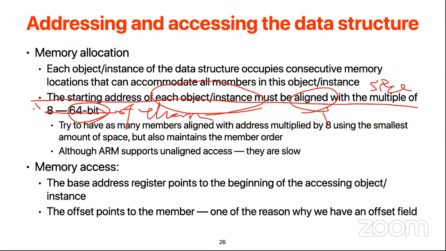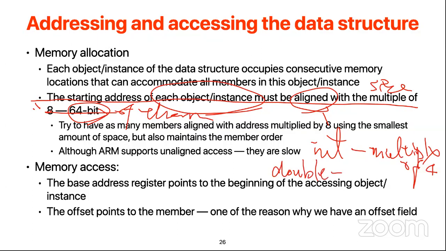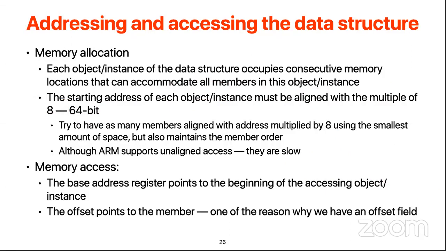So if you have an integer that you want to load, the starting address of that integer must be a multiple of 4. If you have a double, the starting address must be a multiple of 8. So that's the thing: the starting address of each object instance must be aligned with a multiple of the size of itself. That's the convention x86 is using.